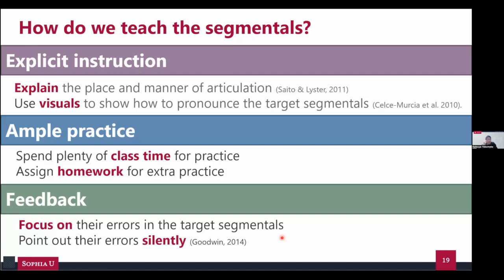So can you point out their errors silently? And a good way is giving a sign, like I use a red pen actually. I use a red pen. Can you see me? So I just point out with the red pen, that means a pronunciation error. So this is the error. So the students notice that something is wrong with their pronunciation when I give this sign. So please do decide some kind of a common way to show that you are giving feedback on their pronunciation.